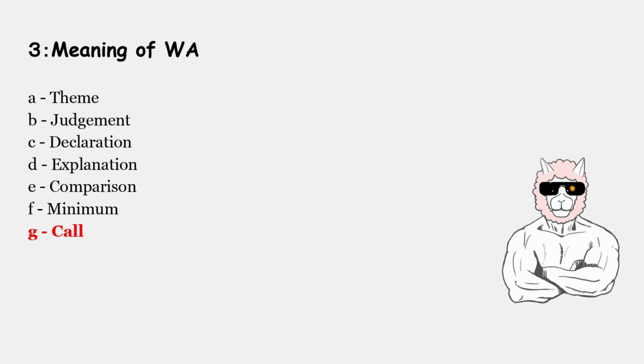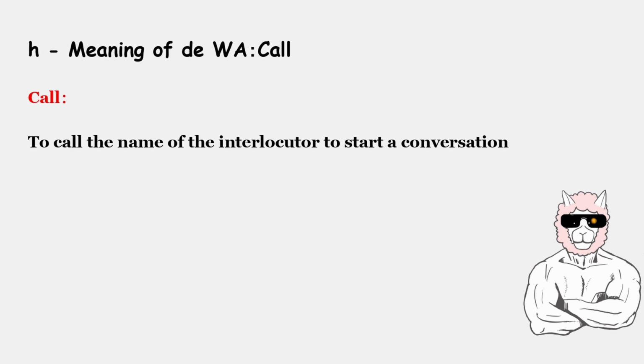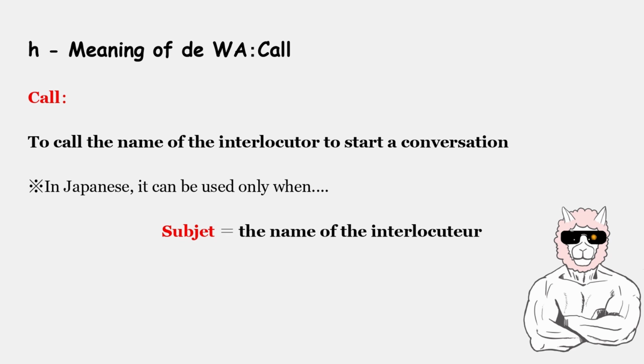Congratulations, the last one, wa of call. By call, I like to say to call the name of the interlocutor to start a conversation. In Japanese, this wa is used if and only if the subject and the name of the interlocutor is the same. Do you know it?